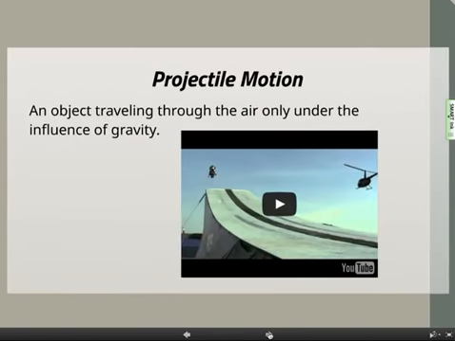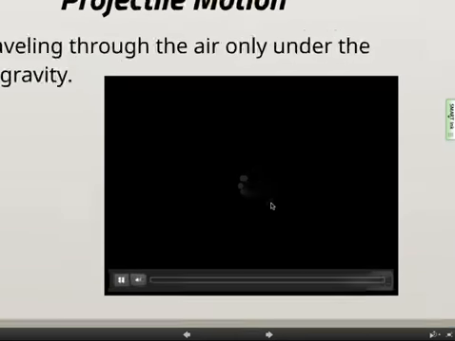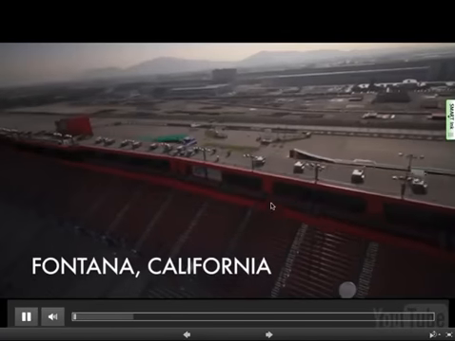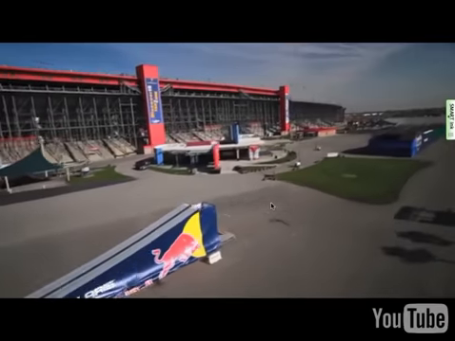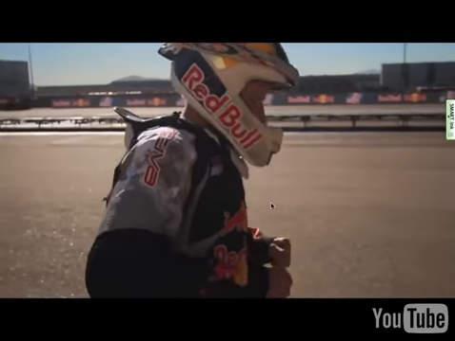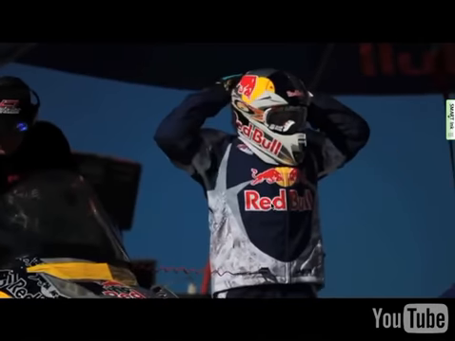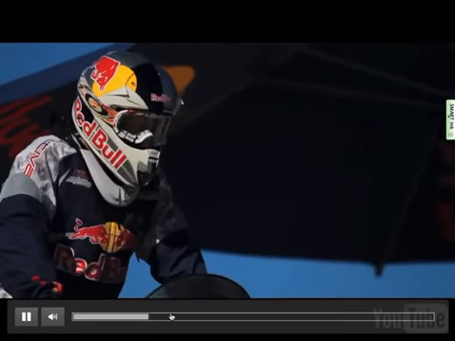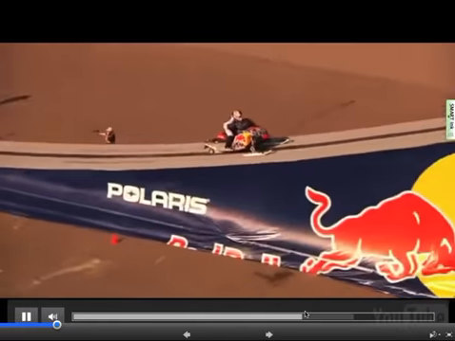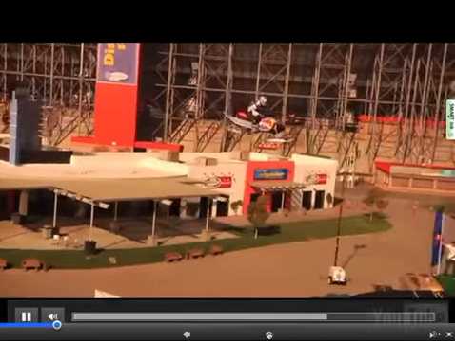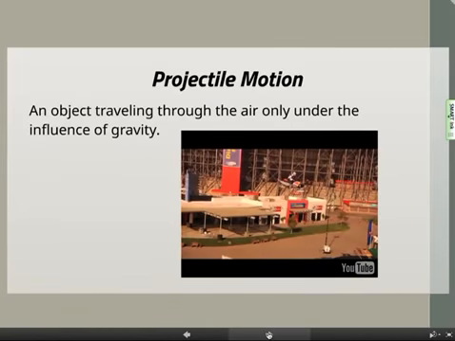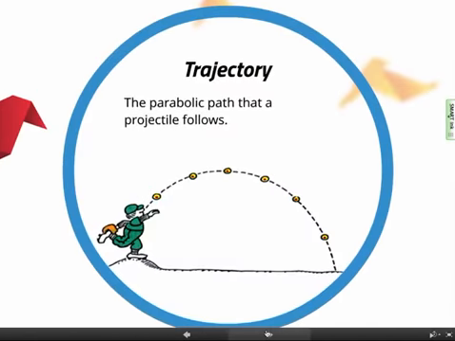But projectile motion, the definition of a projectile motion is an object traveling through the air with only the influence of gravity acting on it, right? Like this awesome snowmobile, as he jumps through the air. He's a projectile because only gravity is pulling down on him. Right? There's no other forces as he's in the air. That is a projectile.